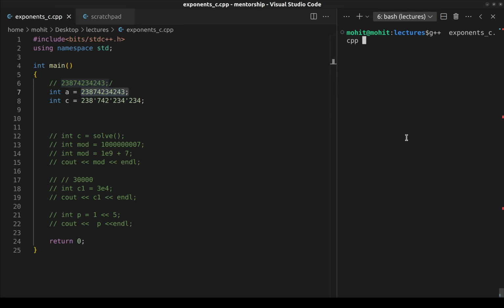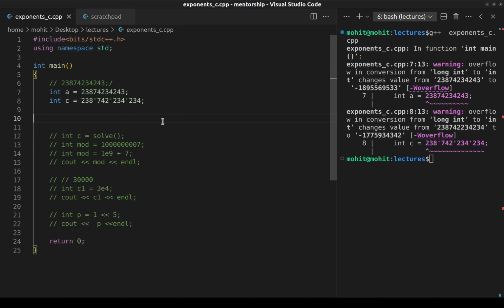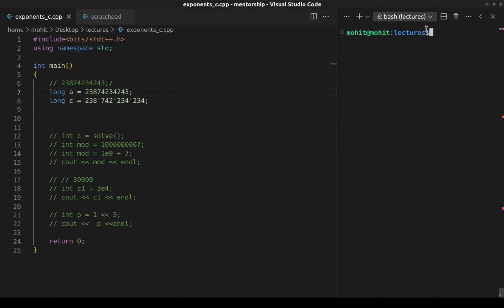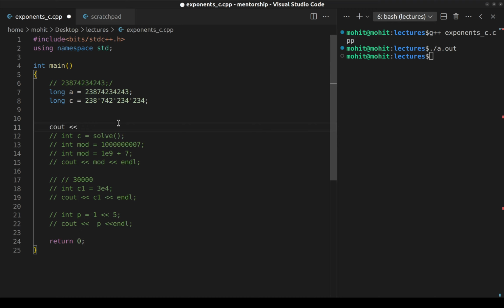So yes, let's try to compile this. Okay, I did not print. Since it was an integer, it was throwing an error. Let's try to compile this again. And let's run this now. Oh, again I forgot to print. Anyway, let's print c. Yeah, as you can see, it's printing the same thing.